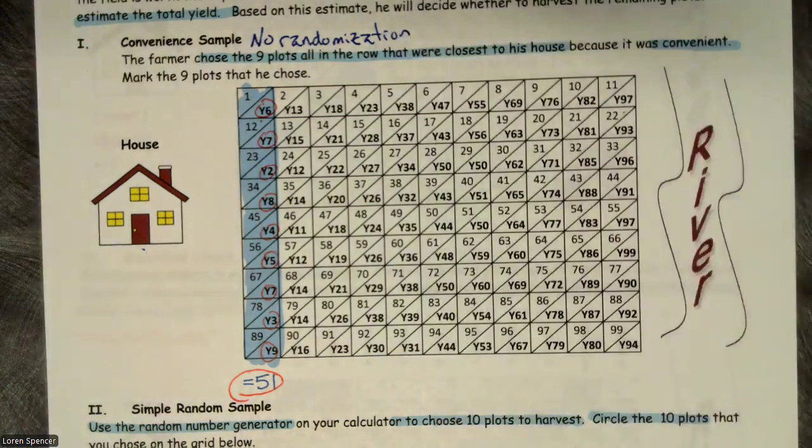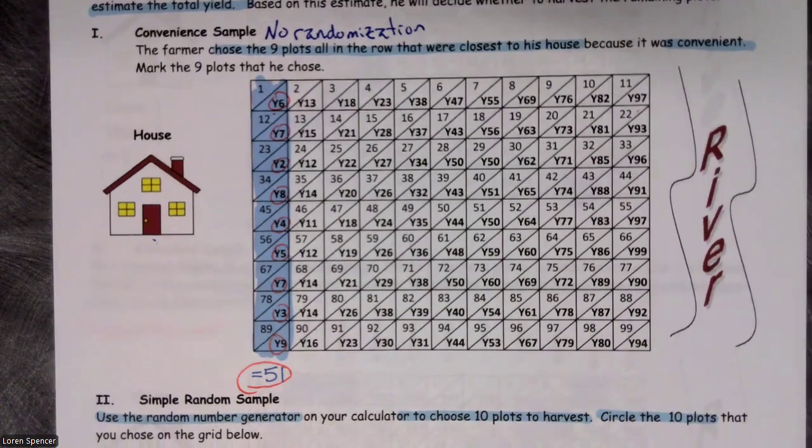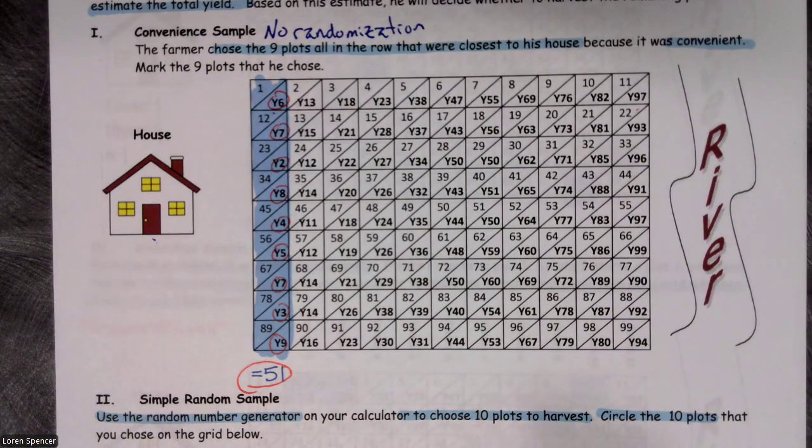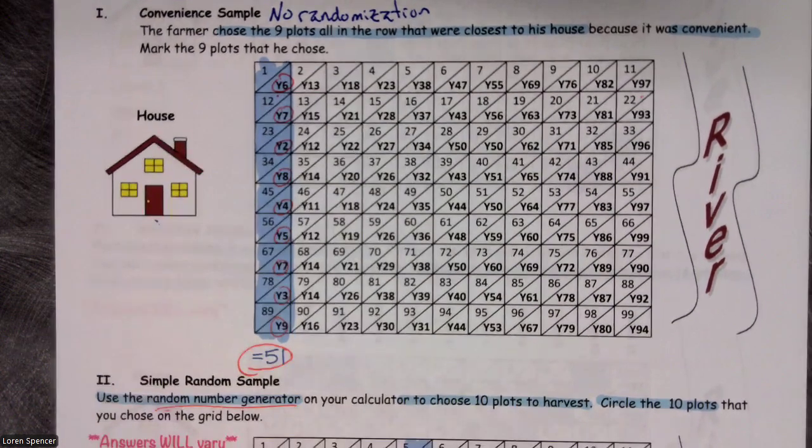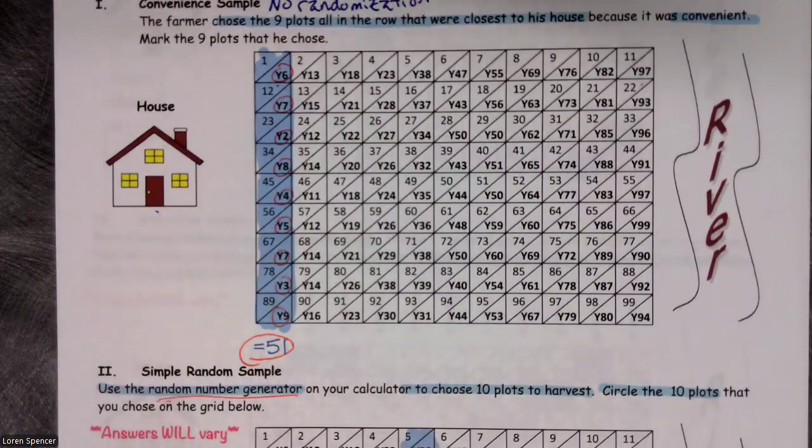Okay, the next thing is we're going to do a simple random sample. So in a simple random sample, we're going to basically put all 99 plots in a bag and mix. All right, numbers 1 to 99, and mix. Well, instead of putting the numbers 1 to 99 in a bag and mixing, we're going to use a random number generator on a calculator. Now, please keep in mind, your numbers and my numbers are not going to be the same. All right, the answers are going to vary.